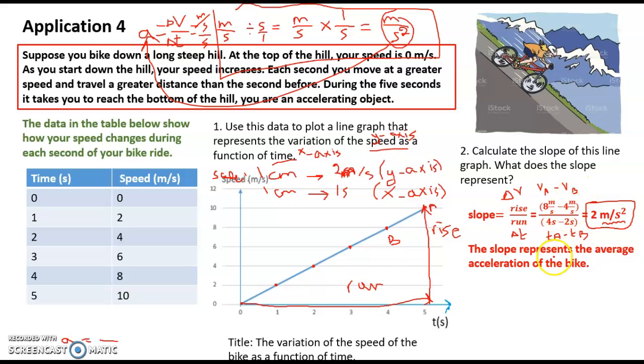So it's VA minus VB over TA minus TB: 8 meters per second minus 4 meters per second over 4 seconds minus 2 seconds. It's 2 meters per second squared. Because the unit of the slope is meters per second squared, the slope represents the average acceleration of the bike.